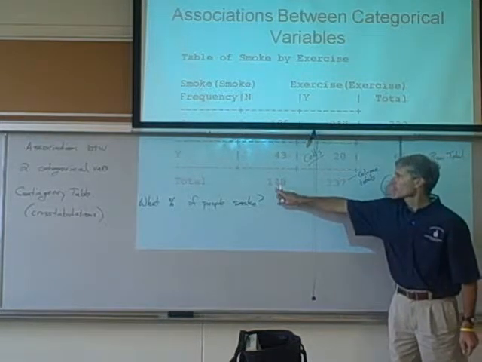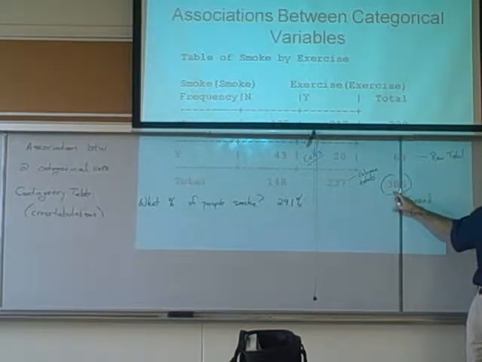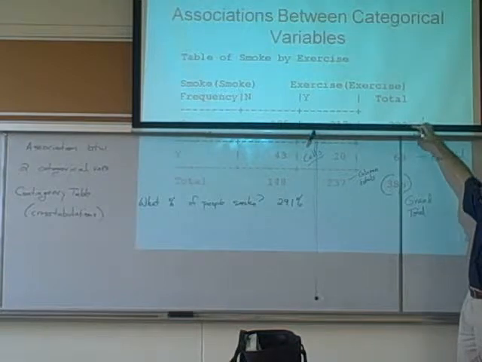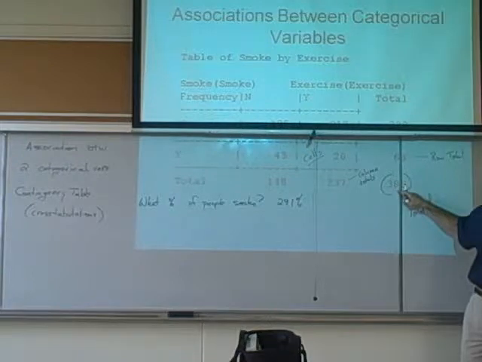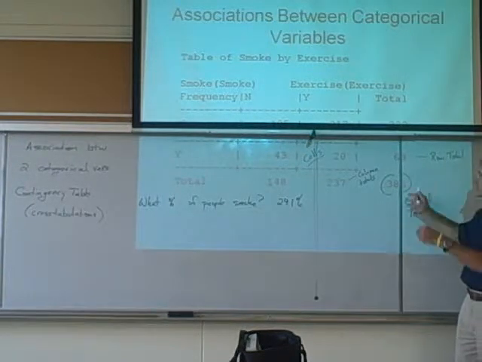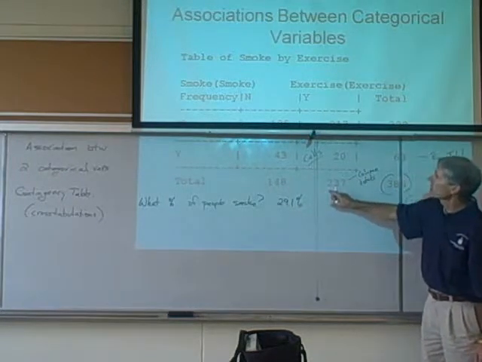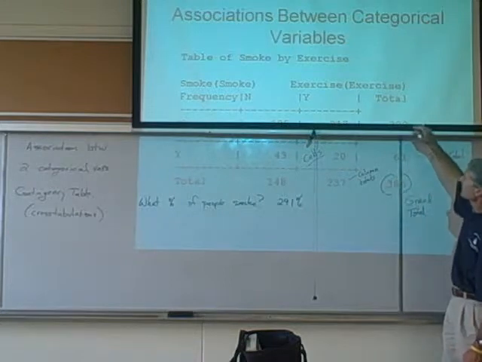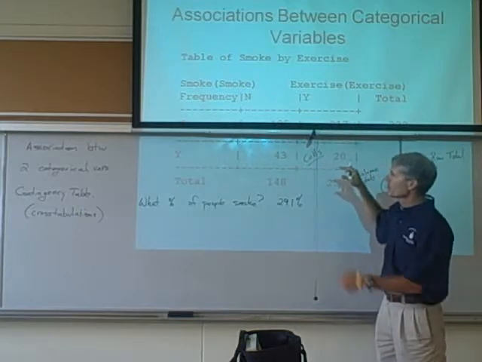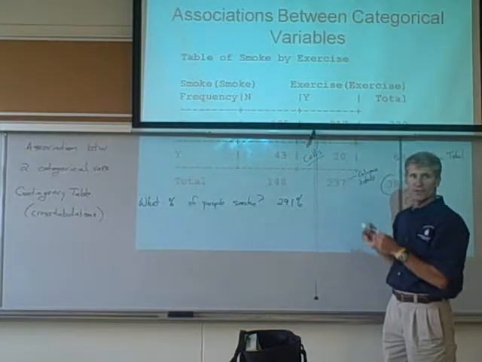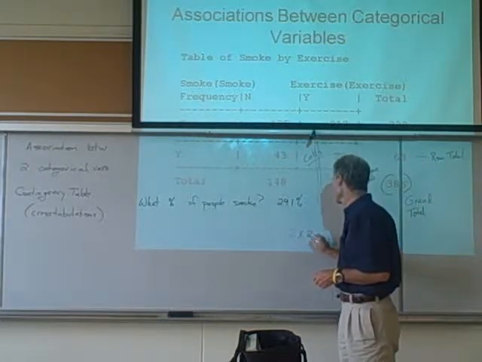Notice that these two numbers, 148 and 237, add up to 385. These two numbers, 322 and 63, add up to 385. So it's breaking down the same 385 people in two different ways: into exercise and non-exercise, and non-smoke and smoke. Inside the table are the people broken out by combinations of those two variables. So this is known as a 2 by 2 table.